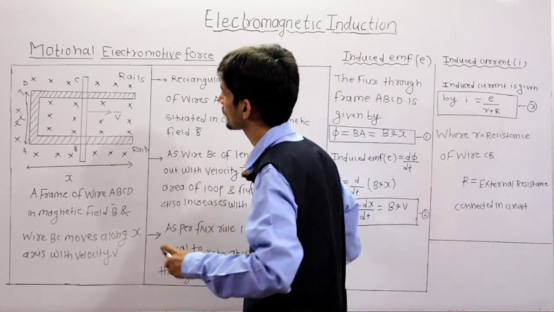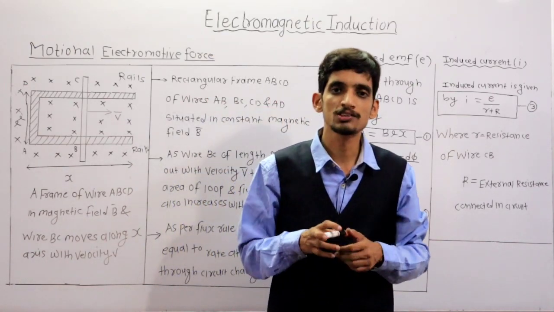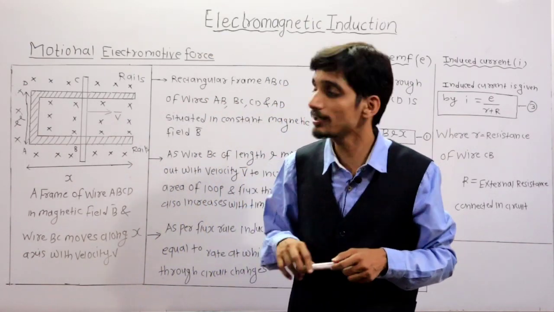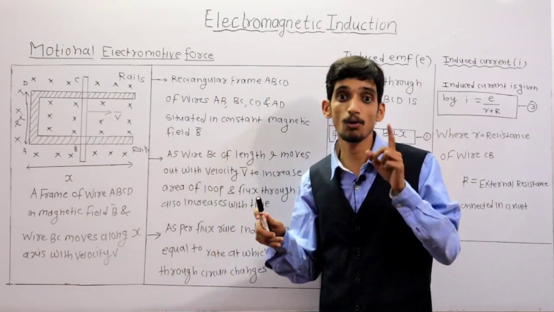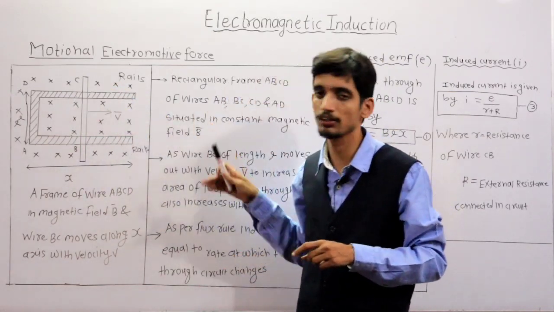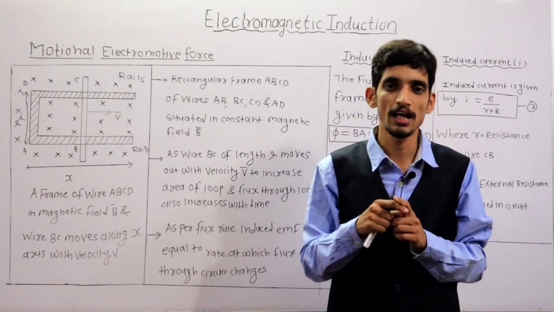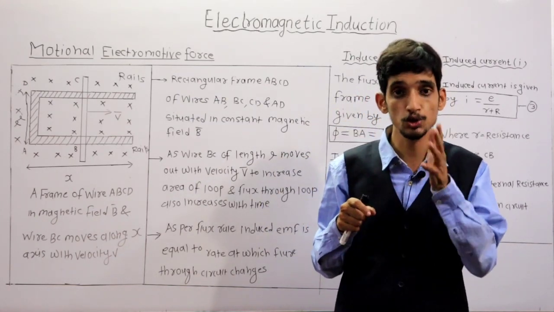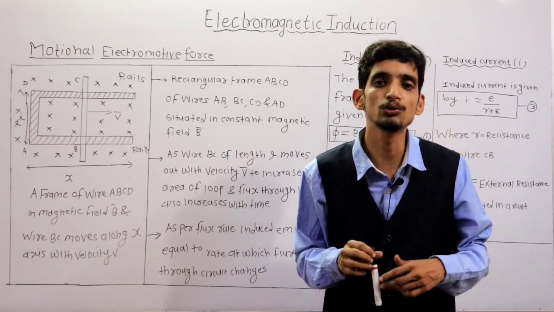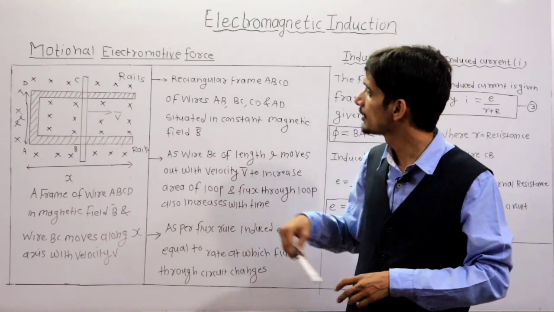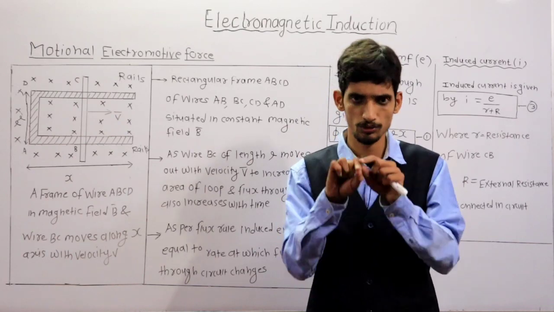There is another word for this motional EMF, that is dynamically induced EMF. Statically induced EMF means what? In that case the rod is stationary, but in this case the rod is not stationary, it is moving with some velocity, and due to that movement of the rod there is an EMF across the rod, provided that the rod should be placed in a magnetic field. That's why this is called dynamically induced EMF, and another name is motional EMF. Clear? So what is the theme of this topic?